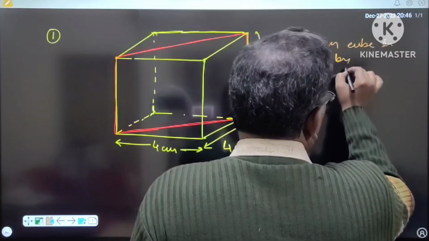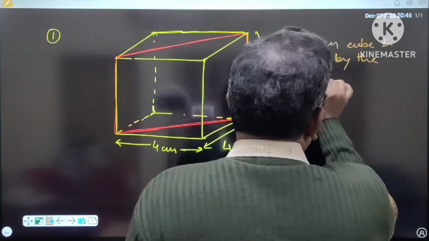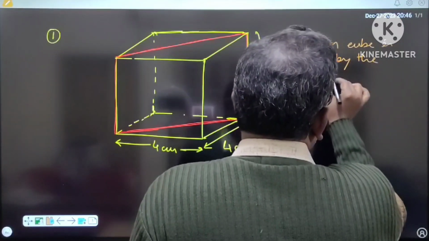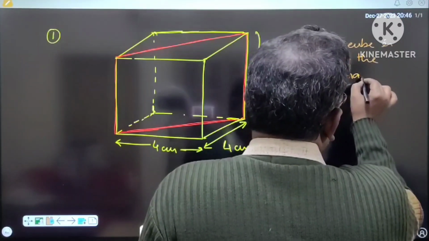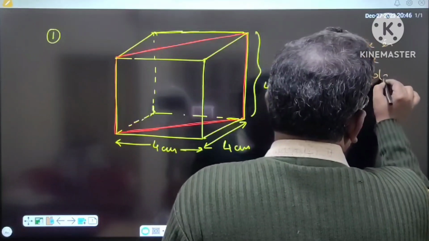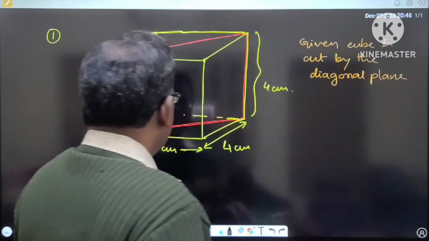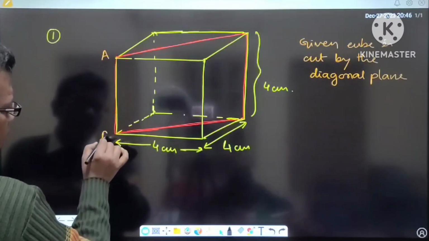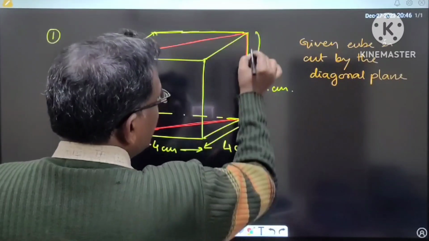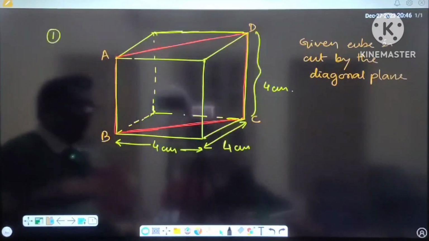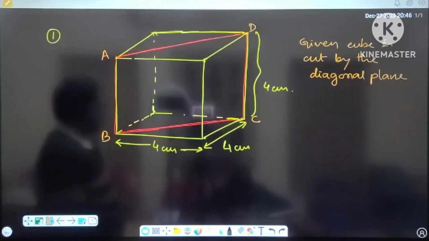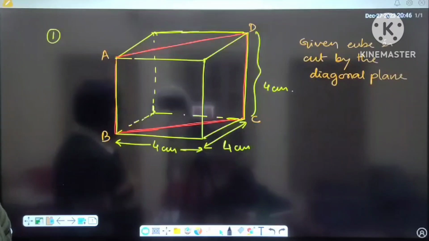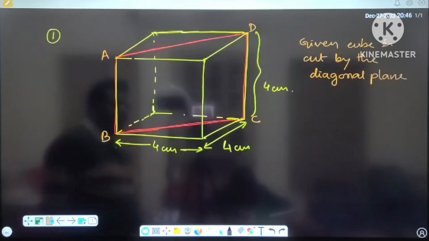The given cube is cut by the diagonal plane. Suppose I am giving the name of the plane like A, B, C, D. Can you imagine the diagonal plane ABCD dividing the cube into equal halves, right?